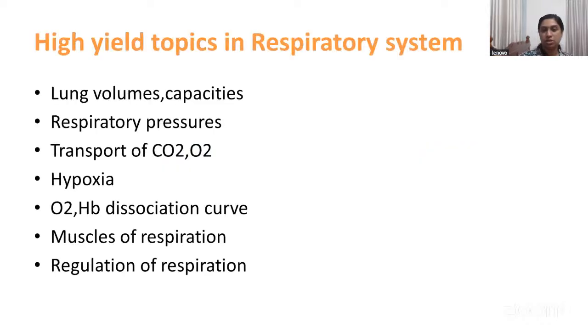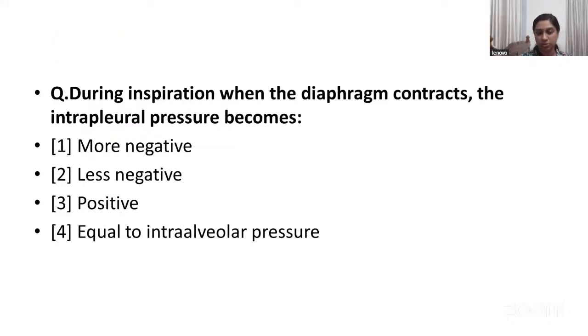Next is the respiratory system. So these are some of the high topics in relation to respiratory system. You have to learn in detail about the lung volumes and capacities, respiratory pressures. The transport of carbon dioxide and oxygen is very important. Hypoxia. Okay, that's a shared topic that I have mentioned in the previous session also. Oxygen hemoglobin dissociation curve, muscles of respiration, regulation of respiration. Okay, these are the important high yield topics in relation to respiratory system. Okay, now coming to the questions.